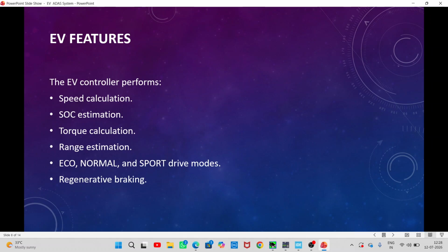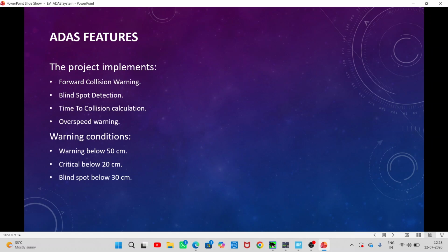Okay, moving to the ADAS features. In ADAS features, as I said, we only calculate collisions, meaning forward collisions and blind spot detection. Then the time to collision calculation. Time to collision calculation means both forward collision warning and blind spot detection come under this TTC, time to collision calculation.